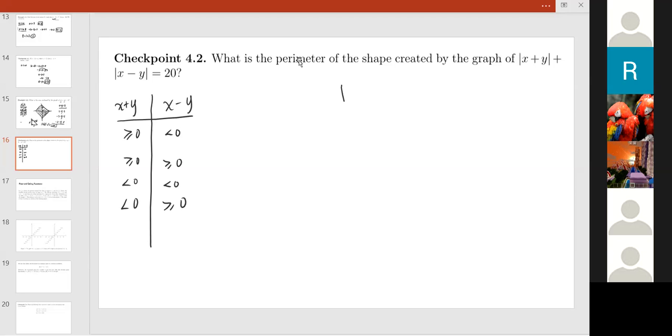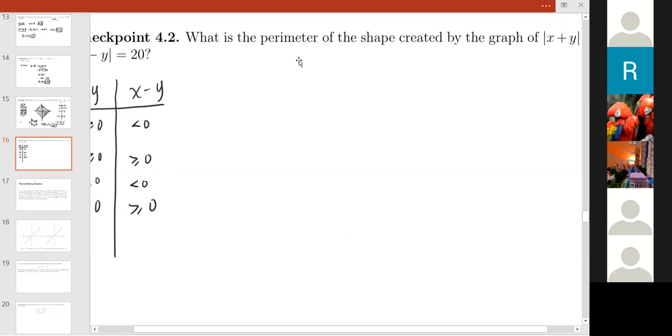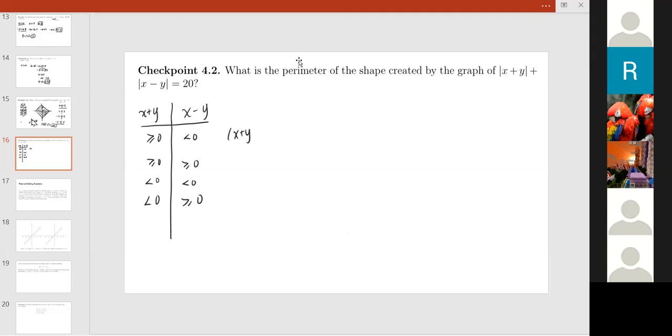So we can start off, but first let's look at the equations that each of these cases give us. So we have x plus y is greater than 0 and x minus y is less than 0. This gives us x plus y and then minus x minus y, because when x minus y is less than 0, this is going to be negative of x minus y. So this gives us 2y is equal to 20. So we get y is equal to 10 from this case.